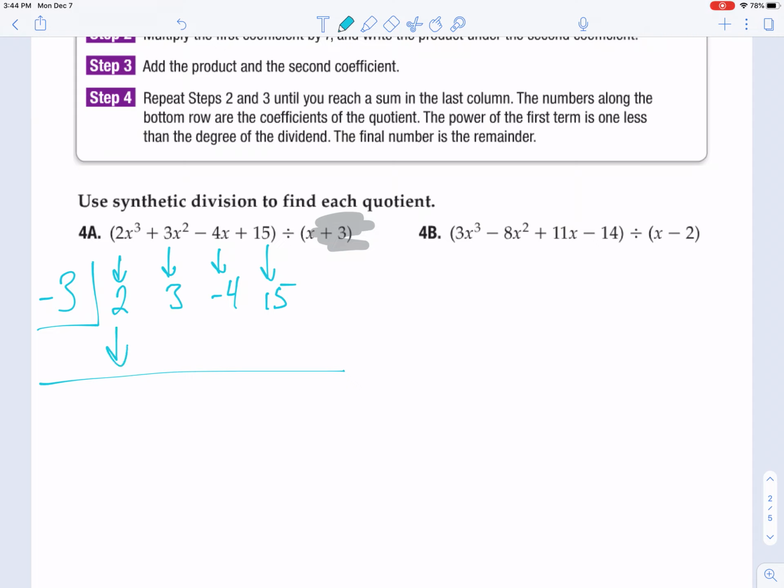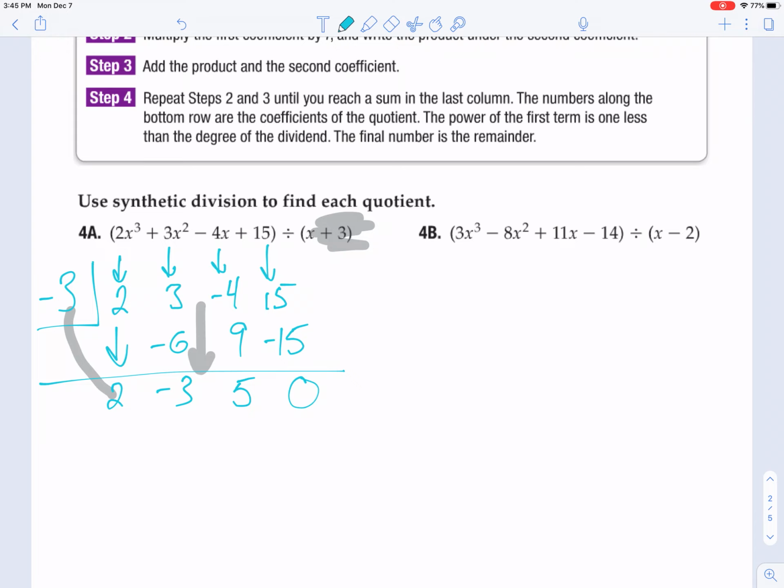The very first coefficient, or the first number, you're just going to drop that down. So 2. Then you're just going to multiply diagonally, add down. So check it out. Ready? Multiply. 2 times negative 3 is negative 6. Add down. 3 plus a negative 6 is negative 3. Multiply. Negative 3 times negative 3 is a positive 9. Add down. Negative 4 plus 9 is 5. Multiply diagonally. 5 times negative 3, still multiplying by this negative 3 this whole time, is negative 15. Add down. 15 plus negative 15 is 0. That's all the math you have to do.